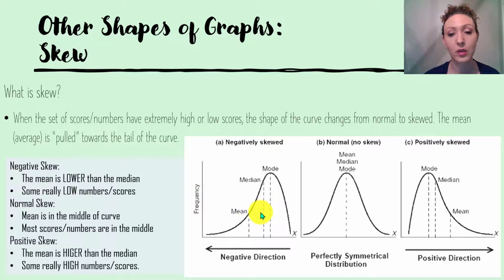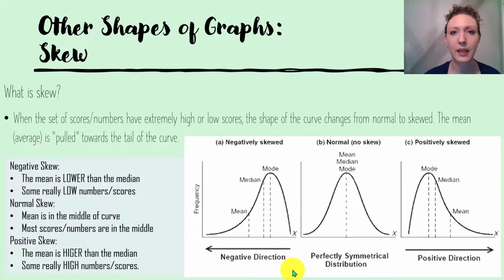So in negative skew, you can see that the mean is below the median and the mode. And what that means is that in your set of numbers, you have a few really low scores. So for example, if you were in a class and everyone took an exam and everyone did relatively well, but there were a few students who did really poorly. This is what that would look like on a graph.